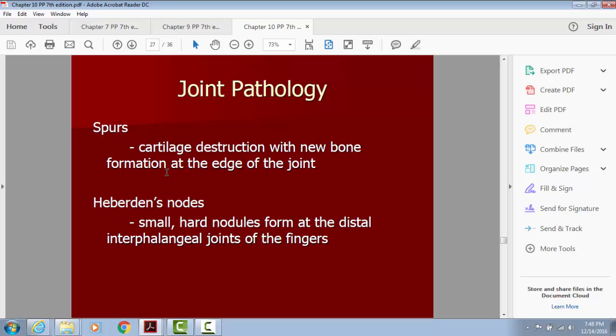Heberden's nodes are, you can probably see these on your grandma or your grandpa. As people get older, sometimes they'll develop this bony enlargement at the distal interphalangeal joint of the finger. So it's the joint furthest away from your knuckle where your finger attaches. And so they'll get an enlargement, or kind of like a bubbly appearance to the joints.